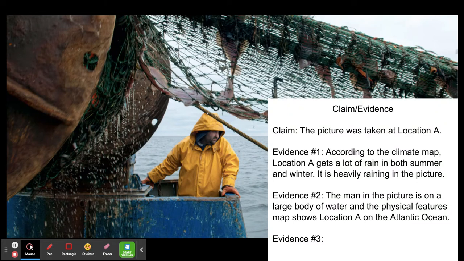So the answer is the man in the picture is on a large body of water, and the physical features map shows location A on the Atlantic Ocean. It's maybe not our strongest piece of evidence, but it is definitely a piece of evidence. If we were on land somewhere, we would know that maybe we're not necessarily at location A.